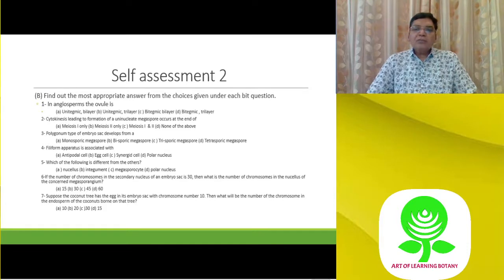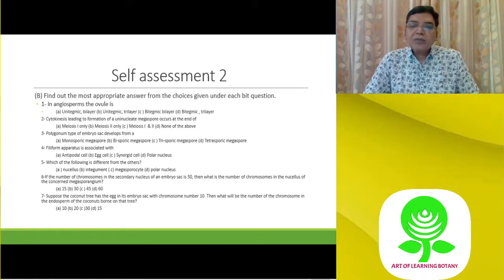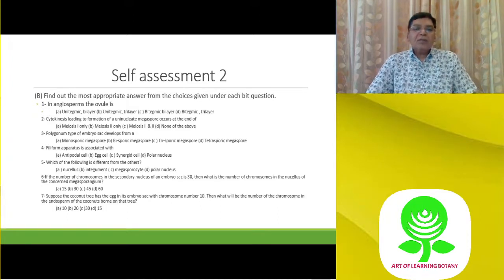Now the polygonum type of embryo sac. What I have explained, the monosporic type, is the polygonum type. This was discovered by Strasburger in 1879. So that is called the polygonum type of embryo sac. That is there in the description. The polygonum type of embryo sac develops from a monosporic megaspore, a mononucleate megaspore, and that gives the monosporic type.